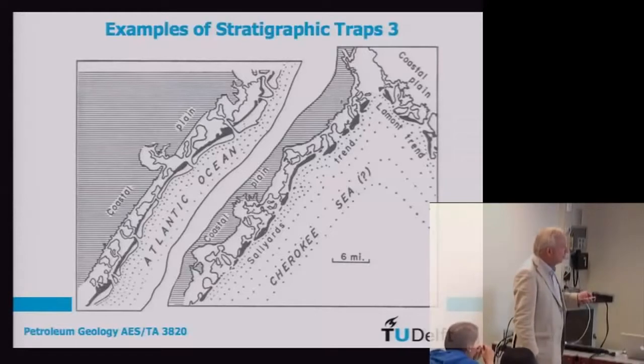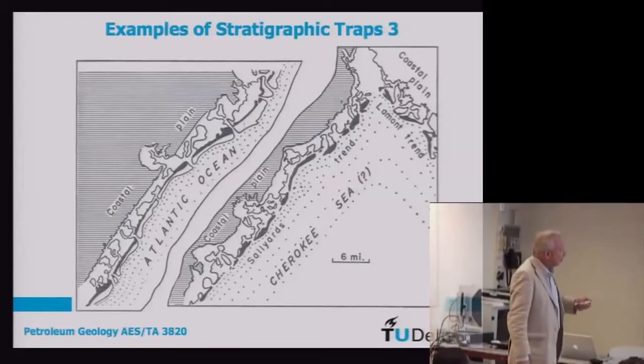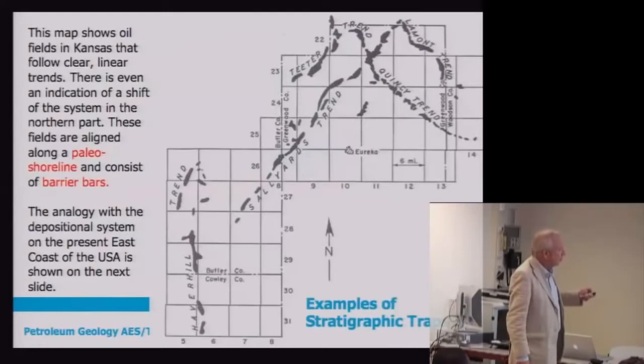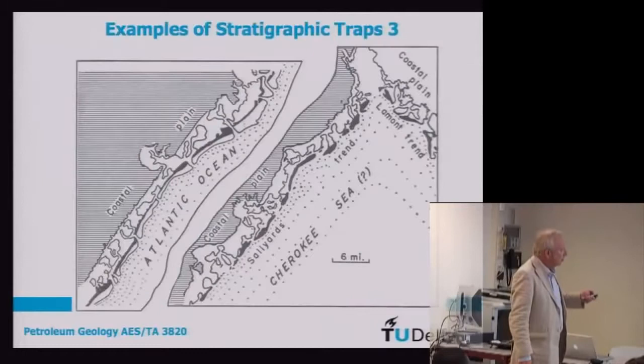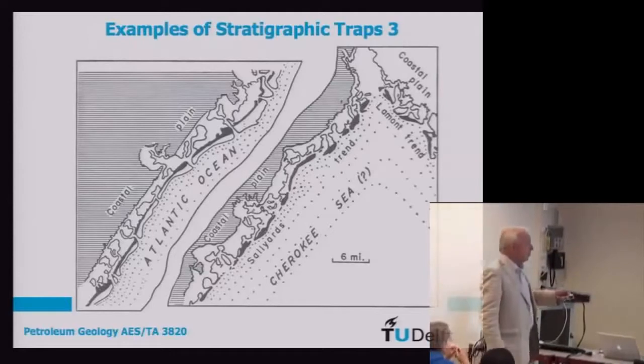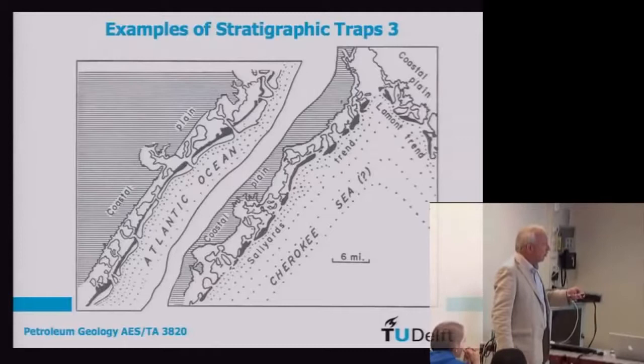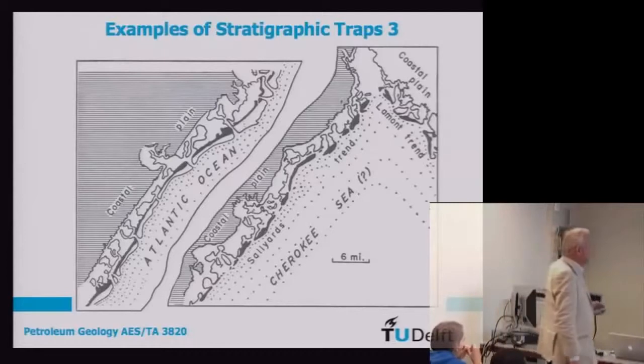But this is actually just a sketch. This is a map of the South Carolina coast. And to the right of it, I show you this trend here, the Salyars trend, shown here, right? And then there is coastline here. So that's actually an analog, and that's why we think this is a depositional model we can use to explain these fields here. So these are stratigraphic traps, very nice stratigraphic traps.